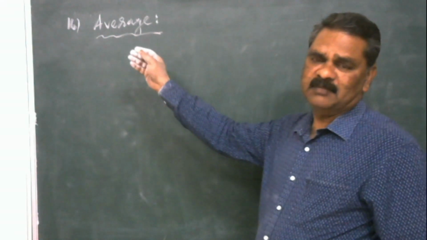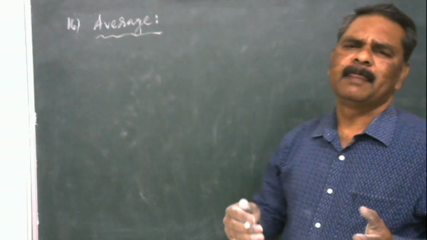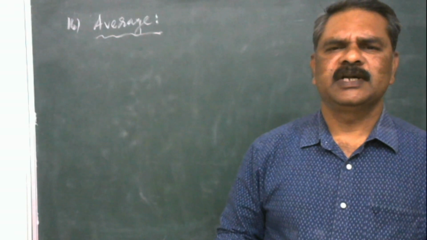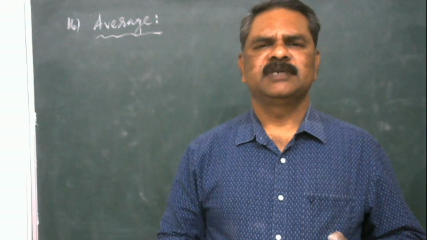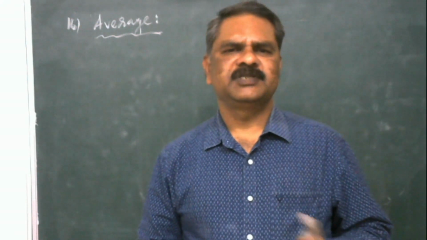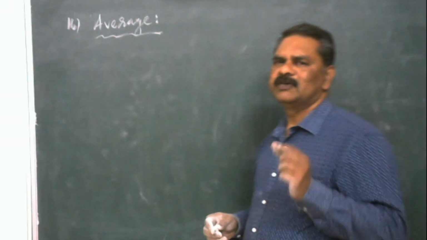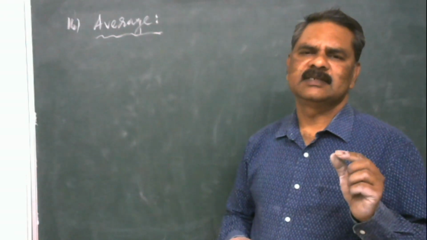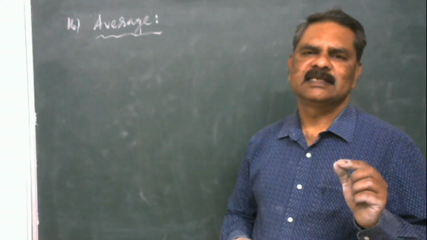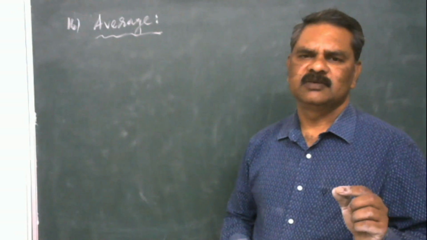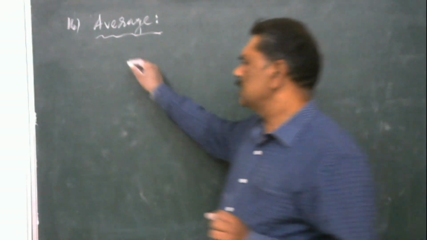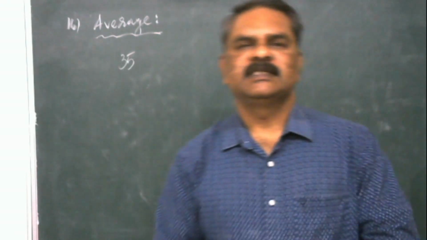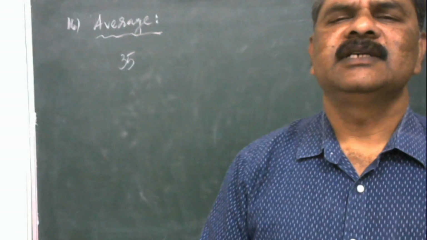Average is nothing but, in a class of suppose 40 students, the subject average is 35. What does it mean? In a class of 40 students, the class particular subject average is 35 marks. What does it mean? Means everybody secured that marks.